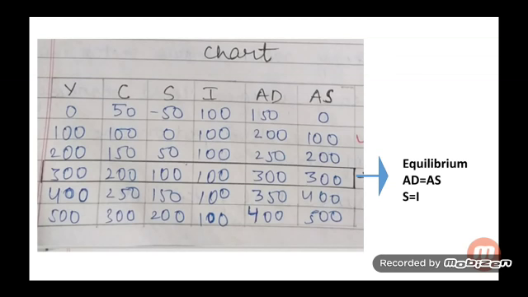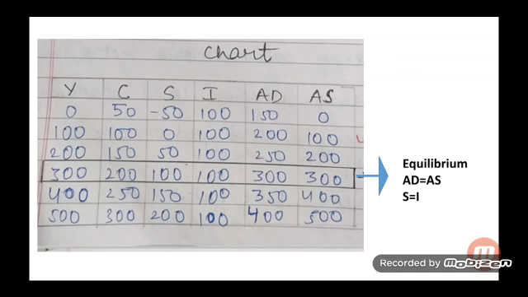Aggregate demand of the commodity at present is 150 because aggregate demand is C plus I, and aggregate supply is 0 at this time. Now, when the income is 100, consumption is also 100 and savings is 0, investment is 100, aggregate demand is 200, that is C plus I, aggregate supply C plus S, 100 plus 0 is 100.